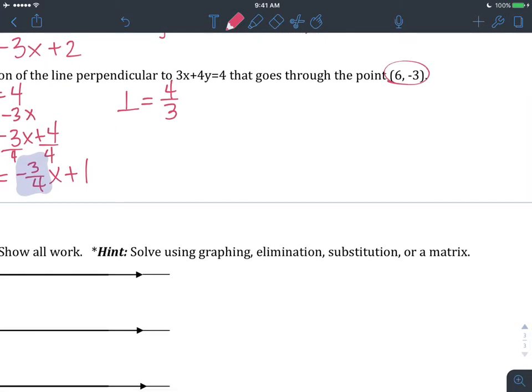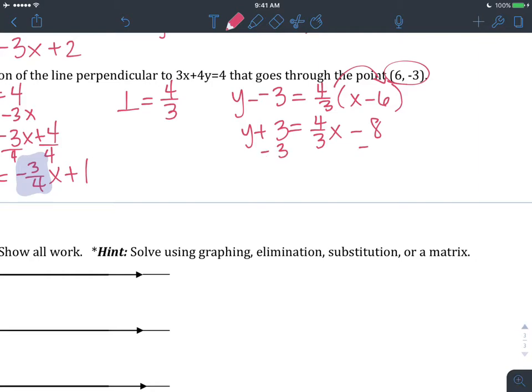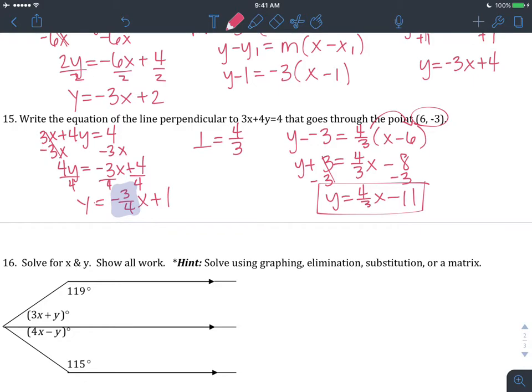So we're going to use that, and then we're going to use this point 6, negative 3. So again, we're using y minus y1 equals m times x minus x1. So y minus negative 3 equals 4/3 of x minus 6. Distribute that 4/3. So we're going to have 4/3 x, 4/3 times -6. You can just multiply in your calculator 6 times, in parentheses, 4/3, and you're going to get 8. And then our last step is subtracting 3 from both sides. So y equals 4/3 x minus 11. And that is the equation of the line perpendicular to the original one.